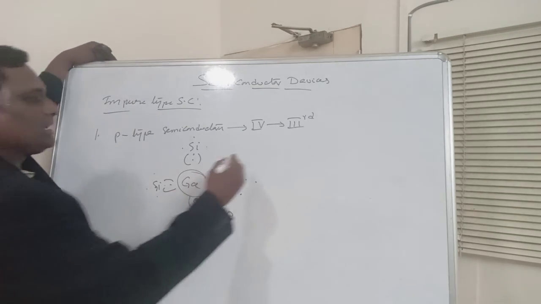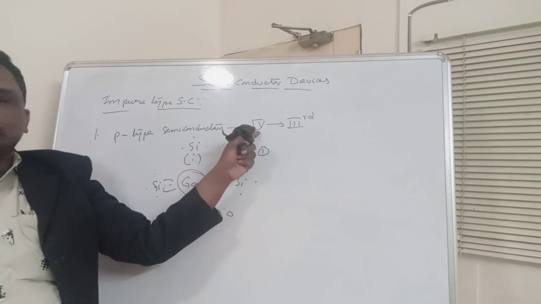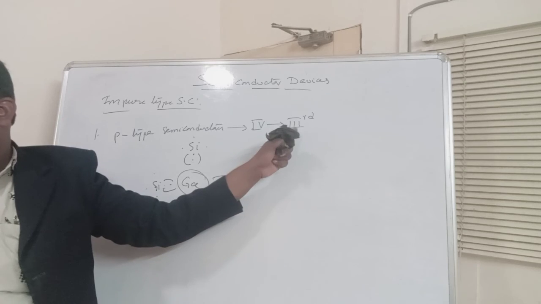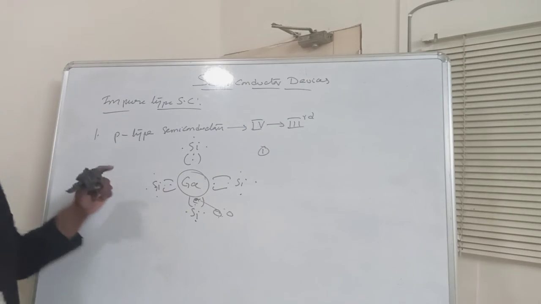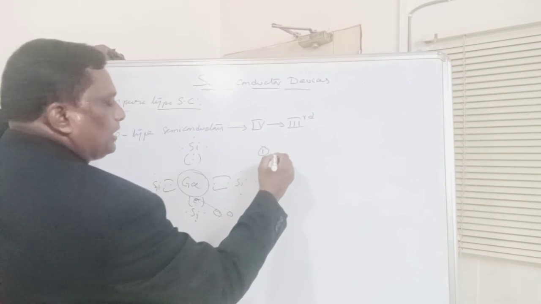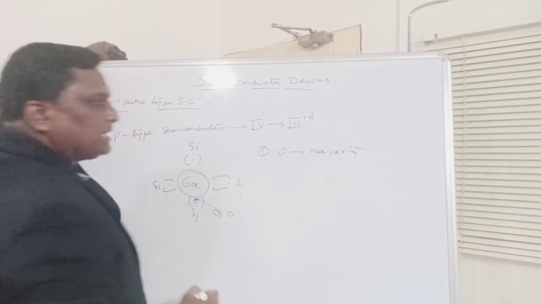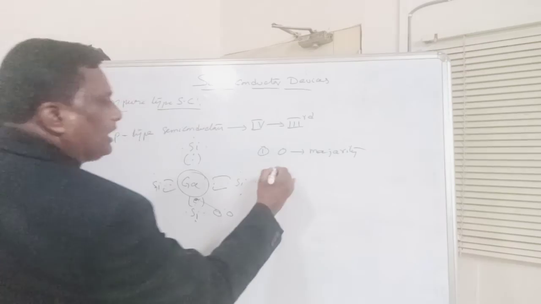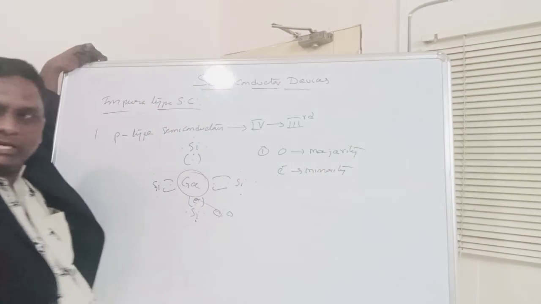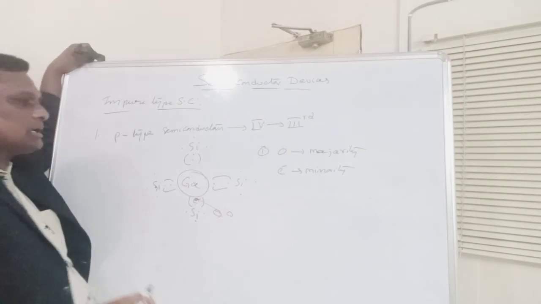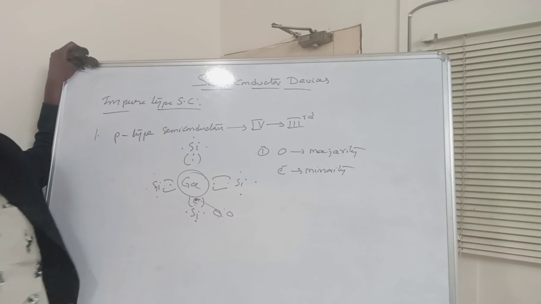So in the case of P-type semiconductors, number 1, how do we get a P-type semiconductor? By doping a 4th group element with a trivalent 3rd group element, we will get a P-type semiconductor. In a P-type semiconductor, holes are majority charge carriers and electrons are minority charge carriers. Holes have positive charge, because of that we call these P-type semiconductors.